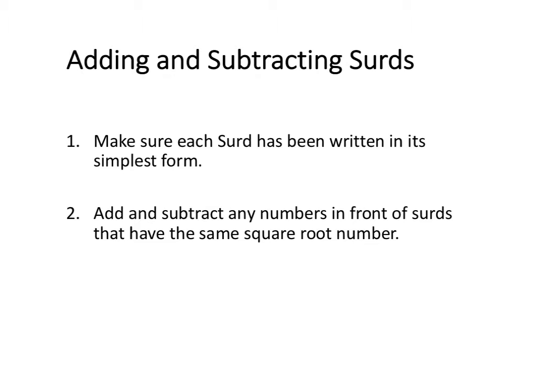Then the second step, once it's all been simplified, is to add and subtract any numbers in front of surds that have the same square root number. So let's go and have a look at a couple of examples.